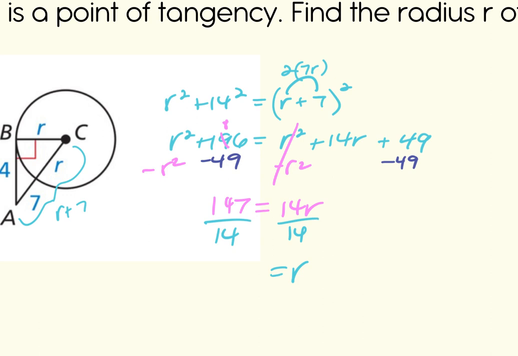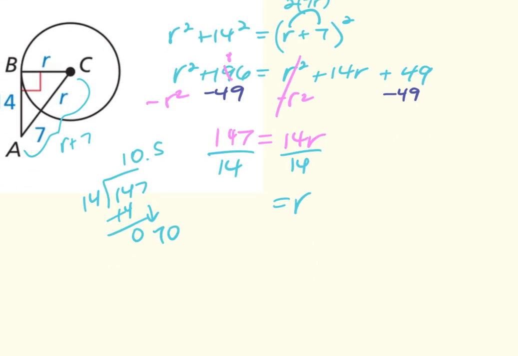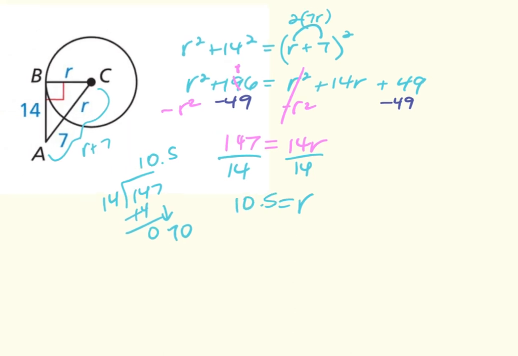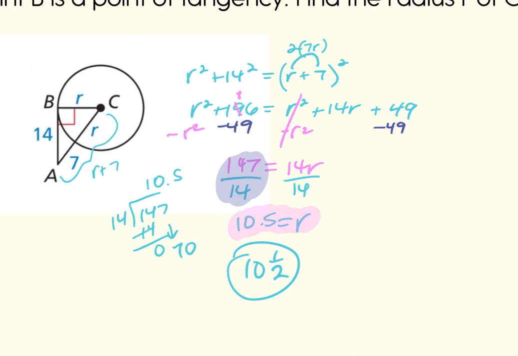And this time it doesn't go in evenly. So you could leave it as 147 over 14, or you could actually divide that out. And it'd be, yeah, 10.5. So on Big Ideas, I think it wants the decimal format. On a quiz, as long as this was simplified, you could have left it as that. Or you could put it into a mixed number. 10.5 is fine too. Questions on that one?